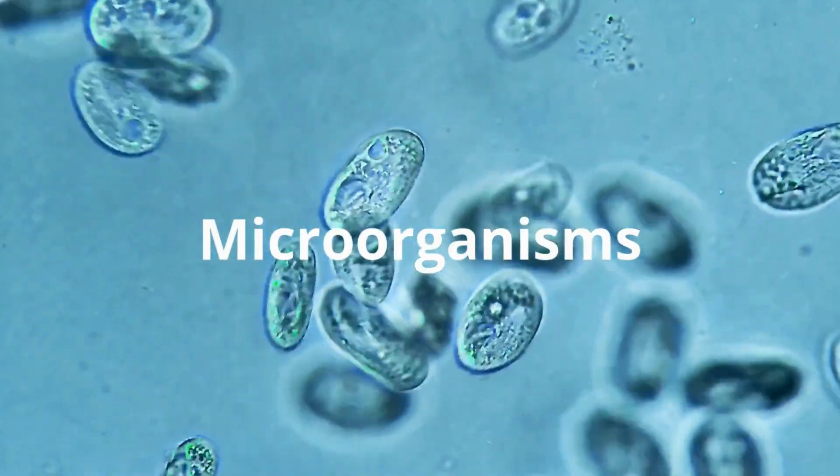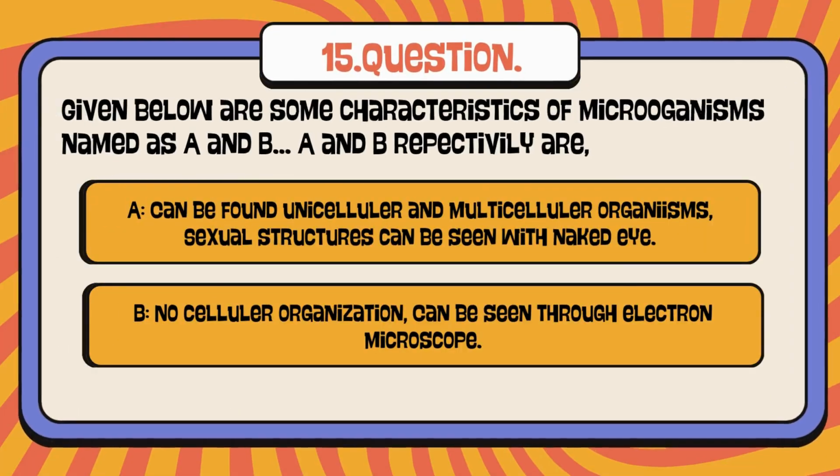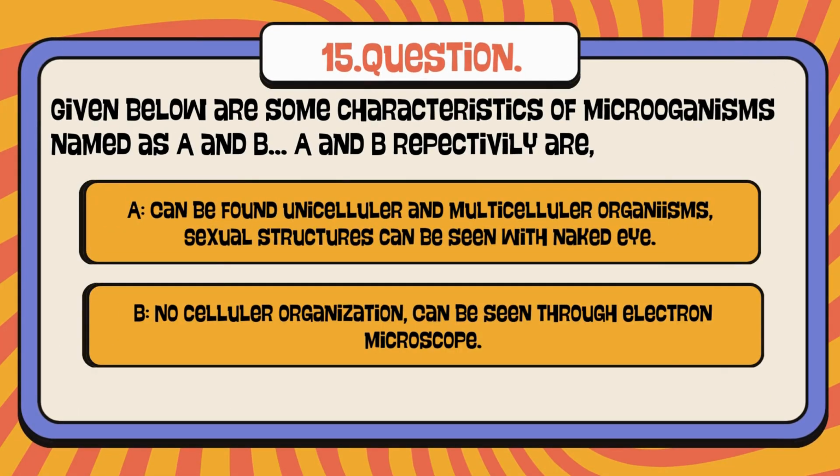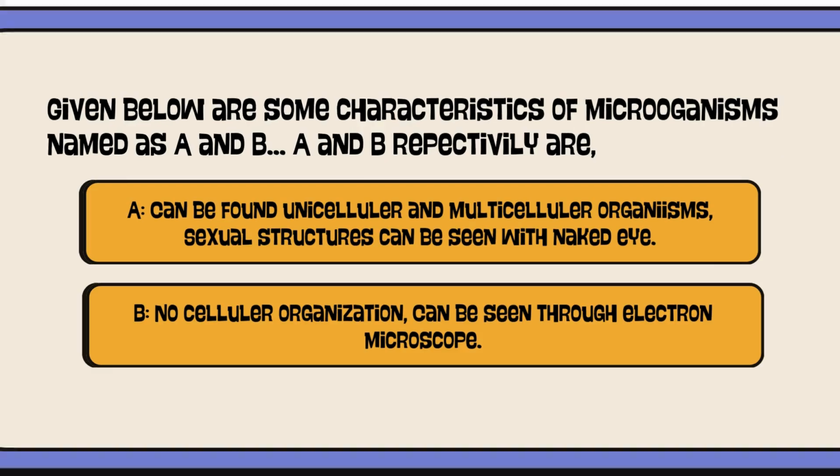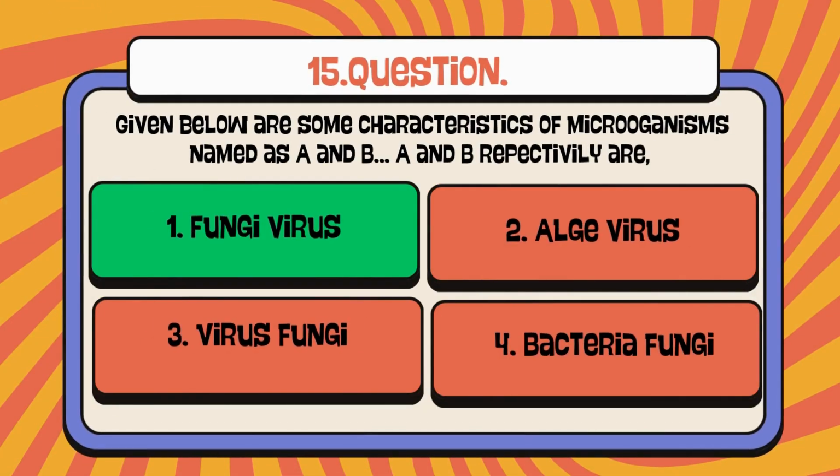Q15. Microorganisms. Question: Given below are some characteristics of microorganisms named A and B. A and B respectively are: A. Can be found as unicellular and multicellular organisms. Sexual structures can be seen with the naked eye. B. No cellular organization. Can be seen through an electron microscope. Answer 1.